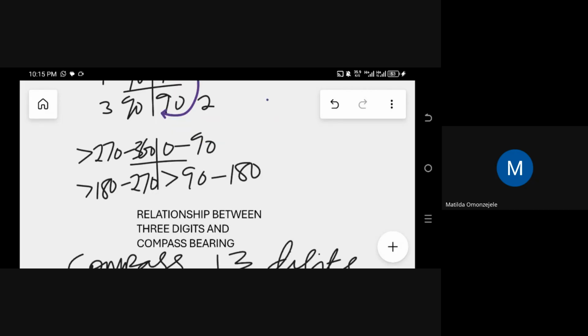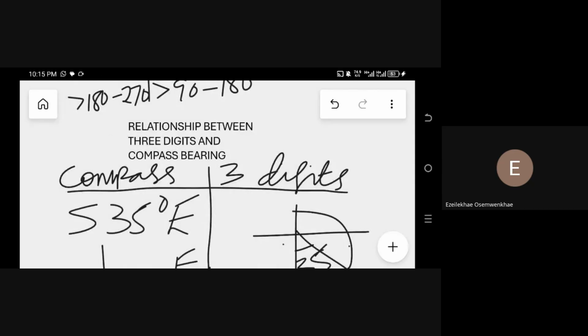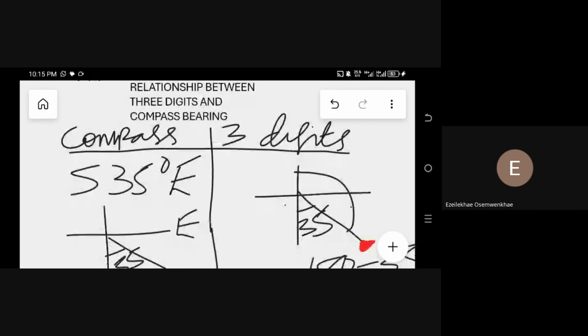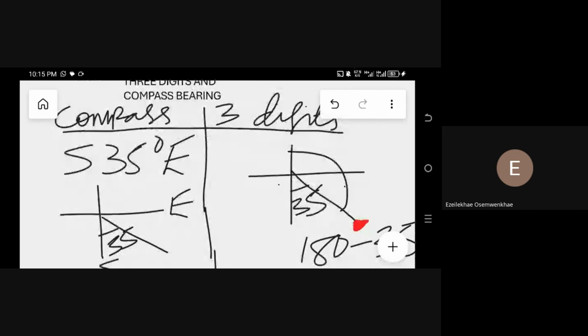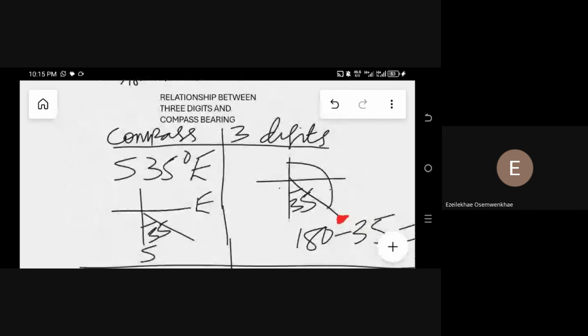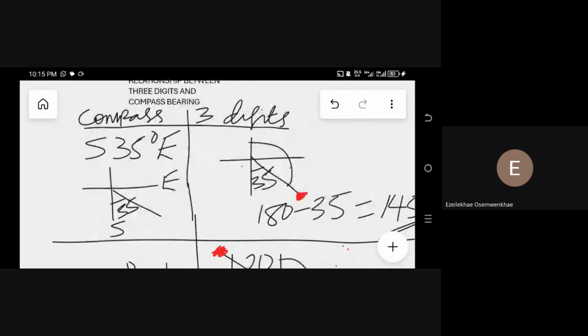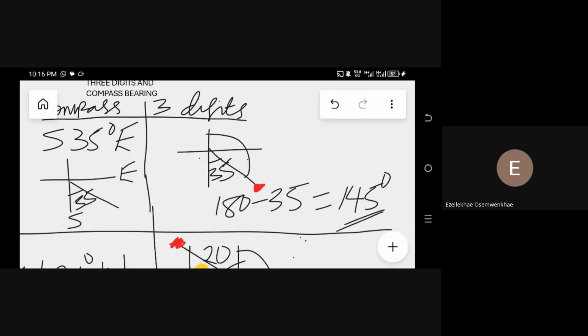And now we proceeded to look at how we can convert three-digit bearing to compass bearing and compass bearing to three-digit bearing. When we did that, we got this south 5 degrees east. You see the workings there and how we converted it. We said we were following that line. If from north to south is 180, and that small place is 35 already, we have to trace from the north until where we have that red mark. And we said the balance will be 145 degrees.